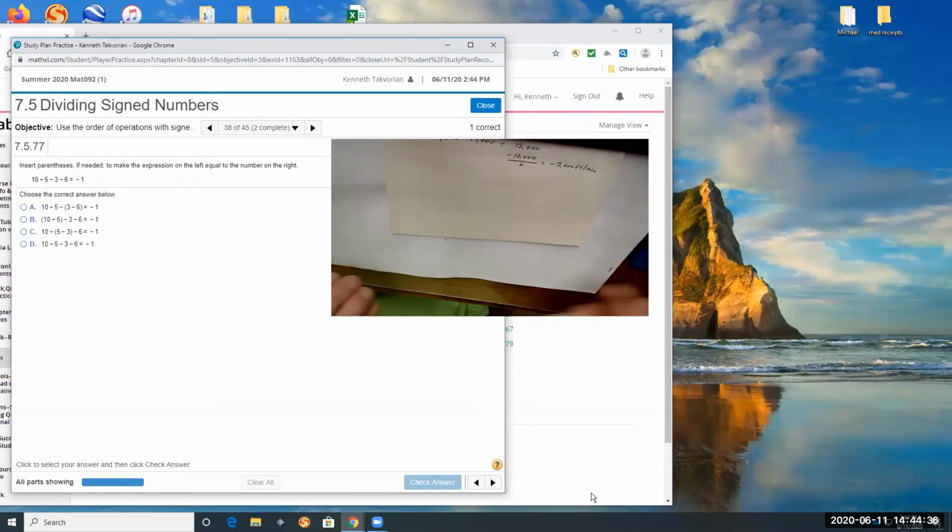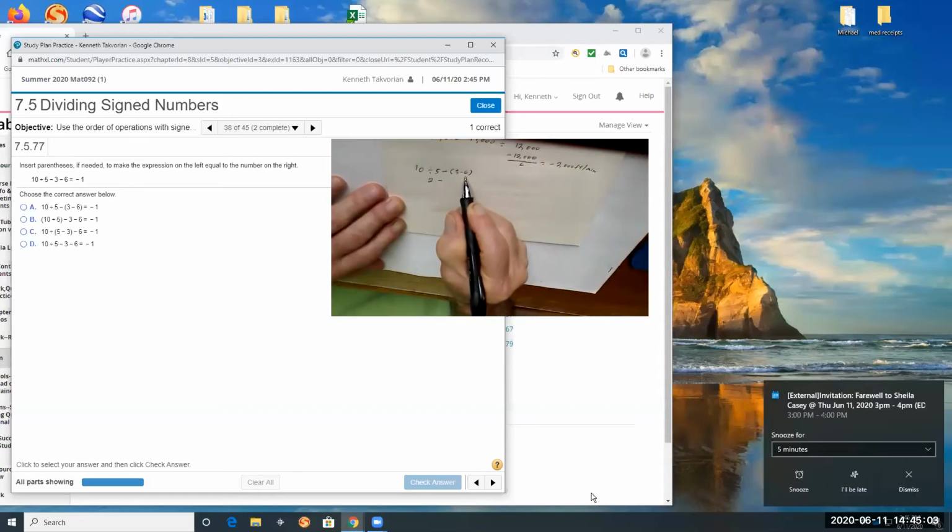Let's look at another application. We want to insert parentheses into the given example to make the expression on the left equal to the value -1 on the right. Let's take the first option, A. We have 10 divided by 5 minus parentheses 3 minus 6. Well, following PEMDAS, we can do the division first and come up with a 2.